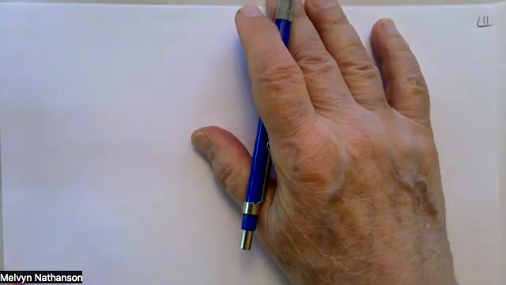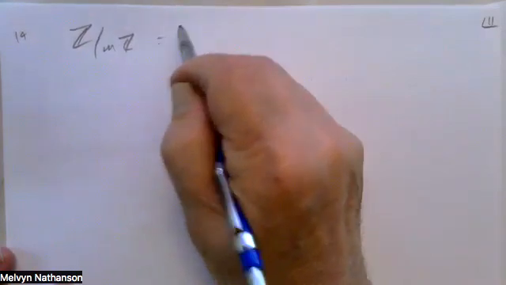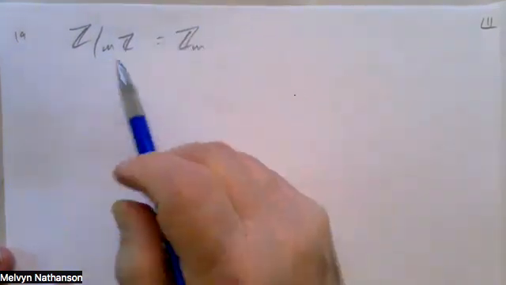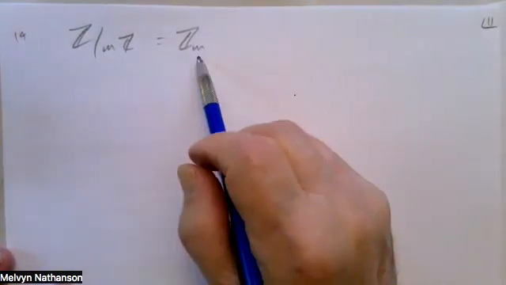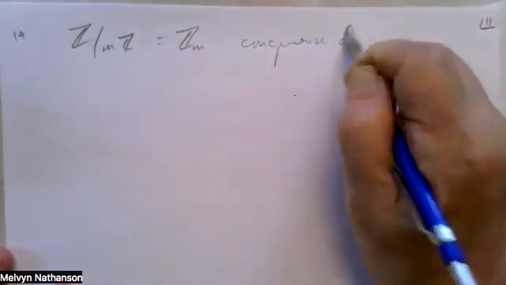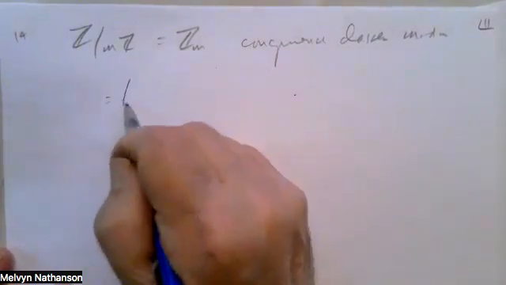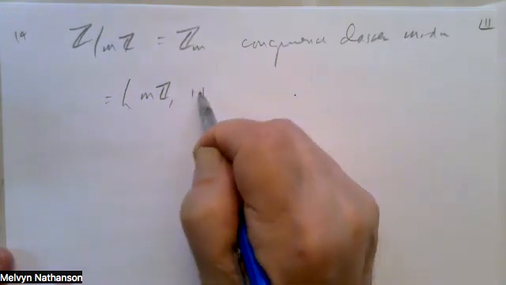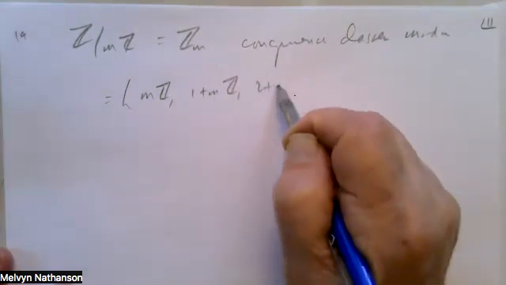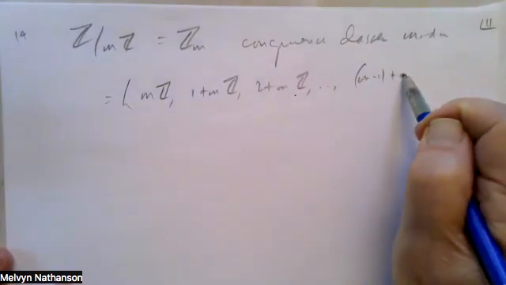Okay. Problem 14. So I have the group of integers Z mod mZ, or Z_m. This is the standard notation, the notation used in the book. This is the set of congruence classes mod m. So it's mZ, 1 plus mZ, 2 plus mZ, and so forth, up to m minus 1 plus mZ.